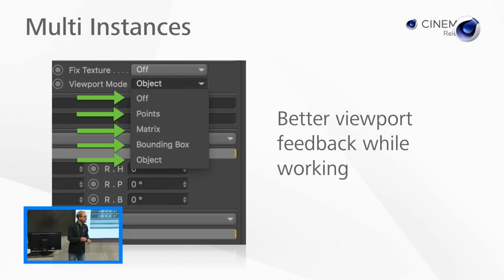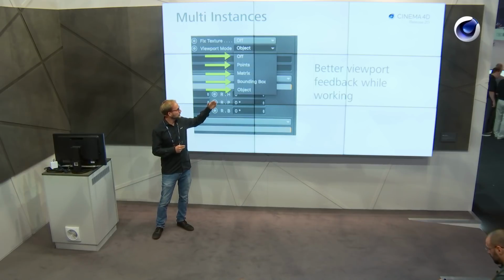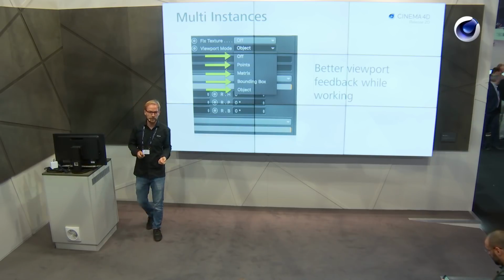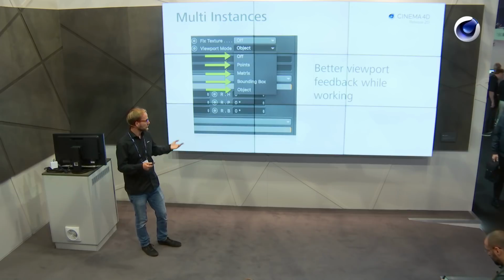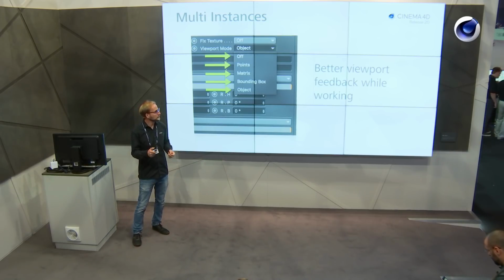You can go very high with the clone count, and you can still navigate in the viewport because we've got these new viewport modes. So instead of showing the full objects, you can bring the object visualization in the viewport down to bounding box, matrix, points, or you can turn it off completely, and this way you can handle millions of clones in the viewport and work fluently.